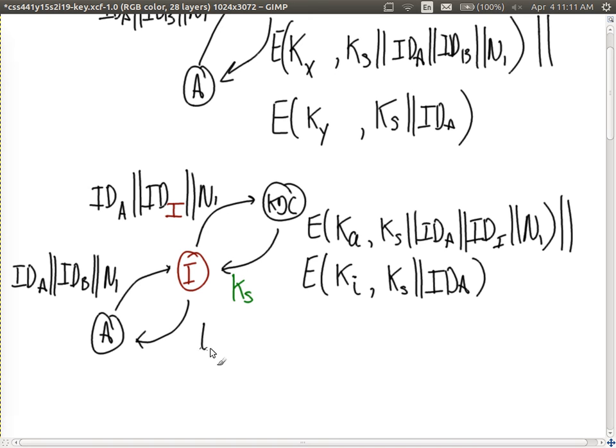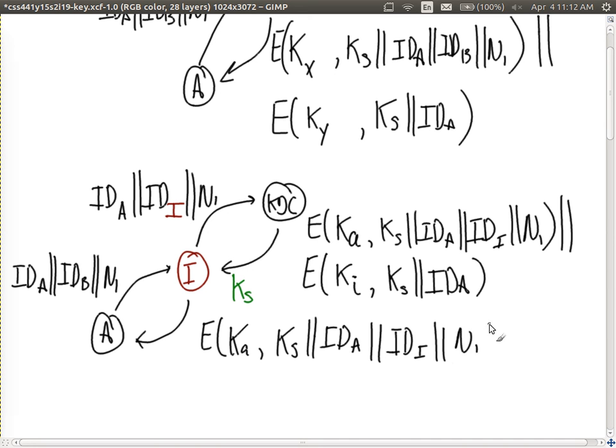Let's write it all out. The first part is the same as what KDC sent. We can't modify that. And the second part, we'll see what this key is in a moment. What's going to happen when A receives this response, thinking it's from the KDC, but actually being forwarded on by the imposter I?